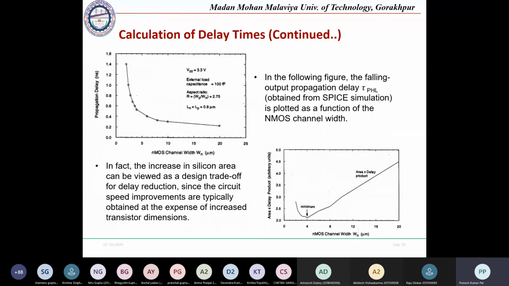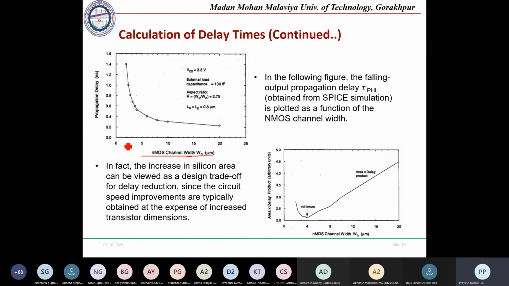Now we will see this channel width, which is taken as an example. Suppose this is the channel width and this is the propagation delay. The propagation delay here is the average of the tau PHL and tau PLH values.